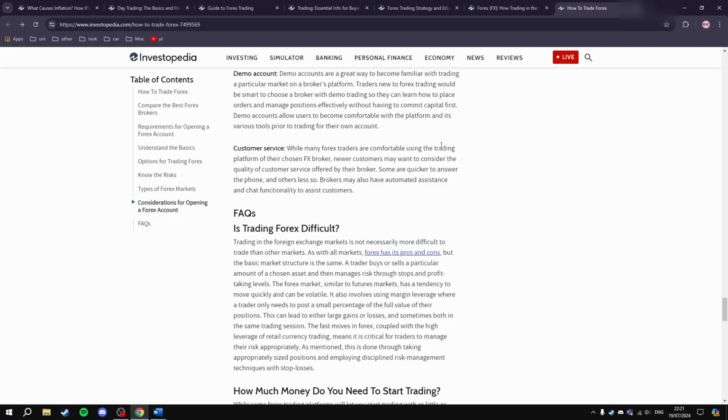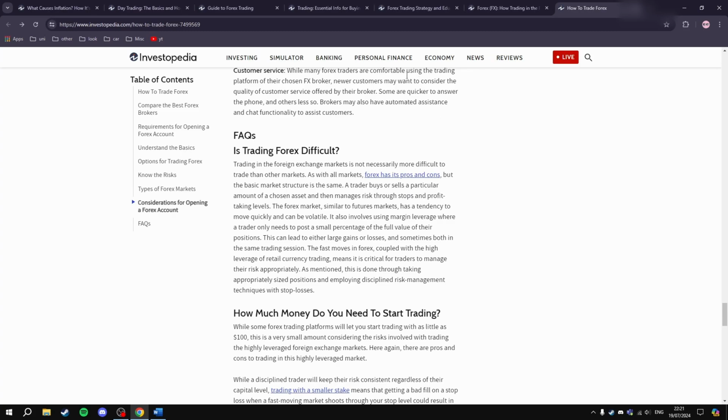So demo accounts allow users to become comfortable with the platform and its various tools prior to trading their own accounts. Then we've got customer service. Newer customers may want to consider the quality of customer service offered by the broker. Some customer service teams are quicker to respond than others, and some brokers might also have automated assistance and chat functionality to assist the customers.